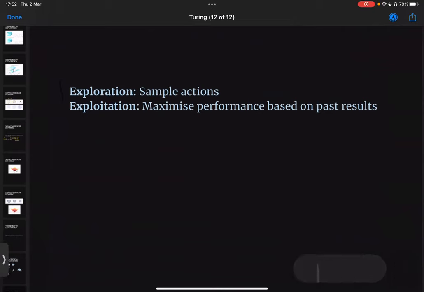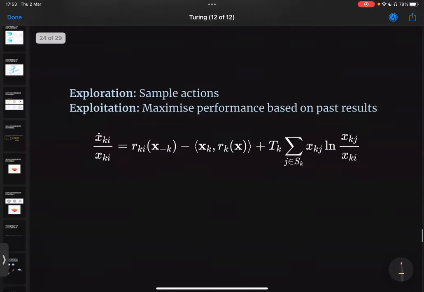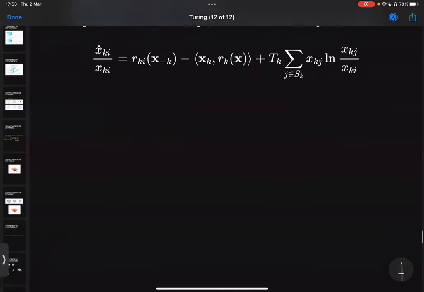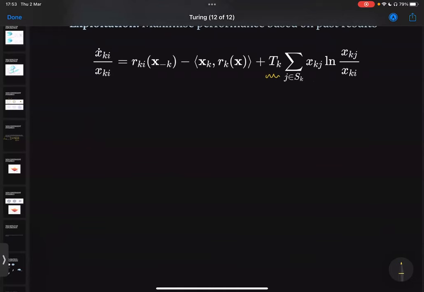Exploration, essentially, is a question about how often we're going to sample our actions, and exploitation measures the tendency to maximize performance based on past results. Okay, and the fundamental problem of reinforcement learning is how do we balance these two, right? And we've seen that exploration from a dynamical perspective is about forcing the dynamics into the interior of the simplex. I use delta to denote the simplex. Okay, so let's have a look at the performance part of this. Remember, all of this is determined by the temperature parameter.